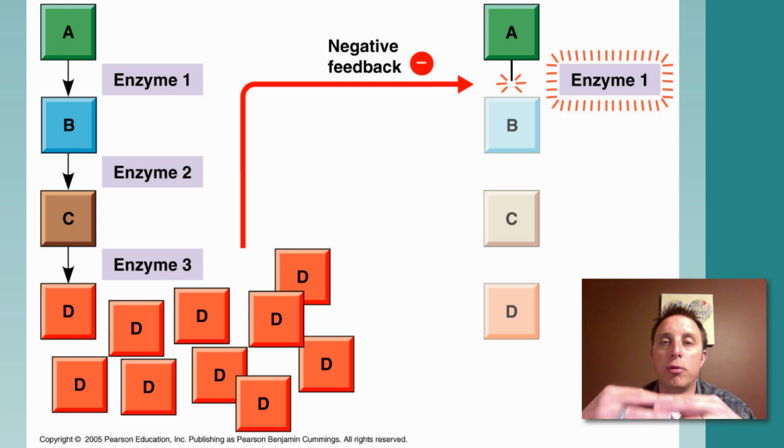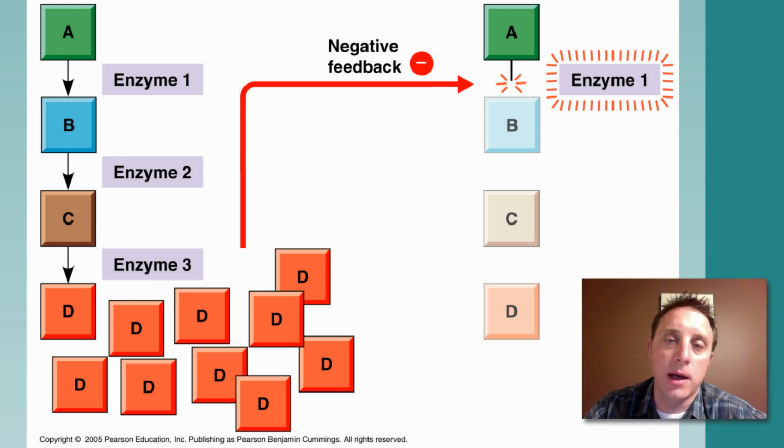It maintains that set point of having just the right amount of this molecule present. And this is much more common in biological systems. Virtually every biochemical pathway is controlled by some sort of negative feedback loop.